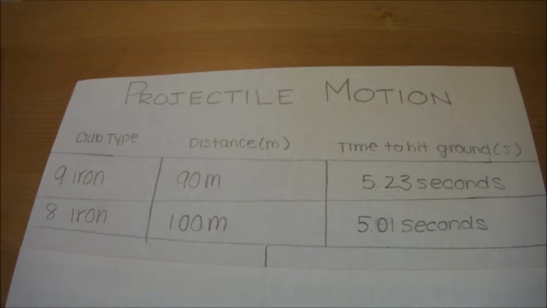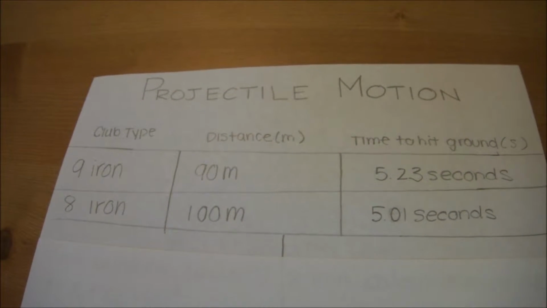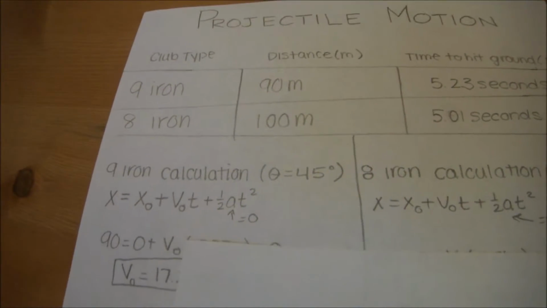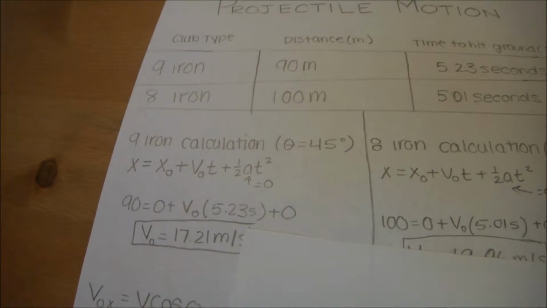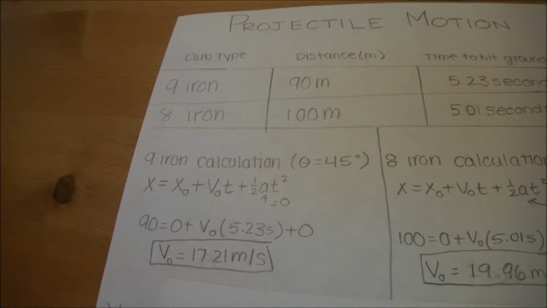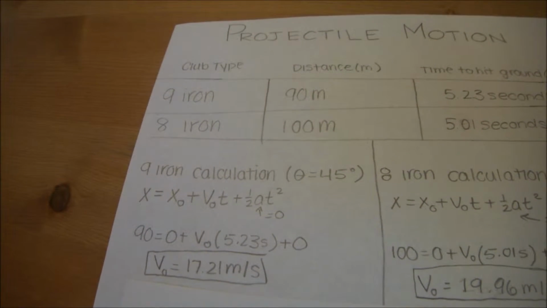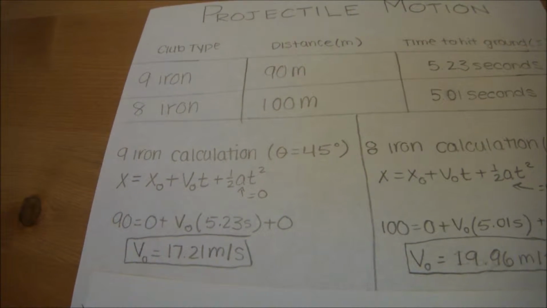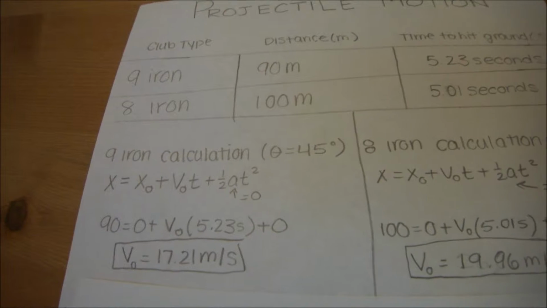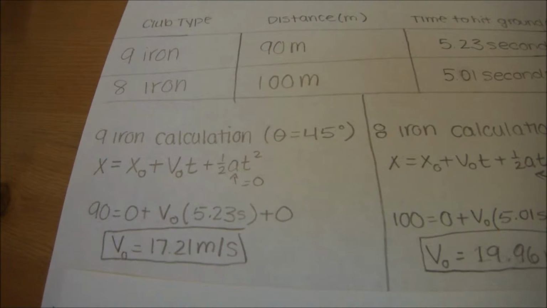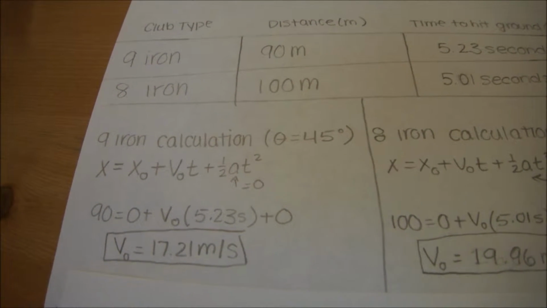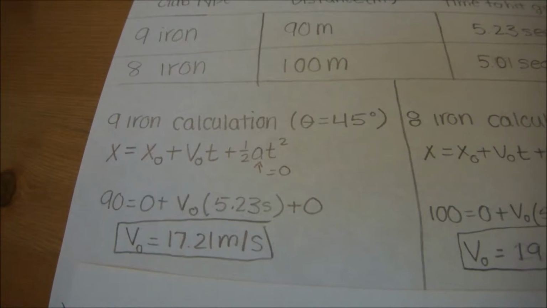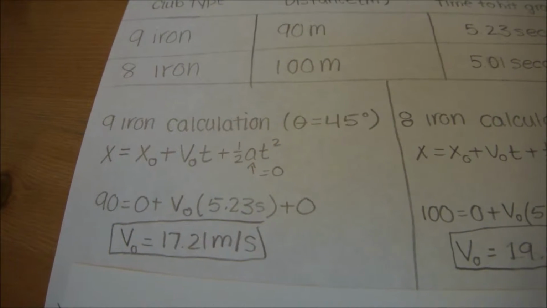In order to do projectile motion, you have to split up the motion into X and Y components. We found out that with the 9-iron, it took an average of 5.23 seconds, and she hit it an average of 90 meters. The angle of the 9-iron club is 45 degrees. We first found the X velocity using D equals D initial plus V0 t, because there is no X acceleration. We then found that V0x is equal to 17.21 meters per second.